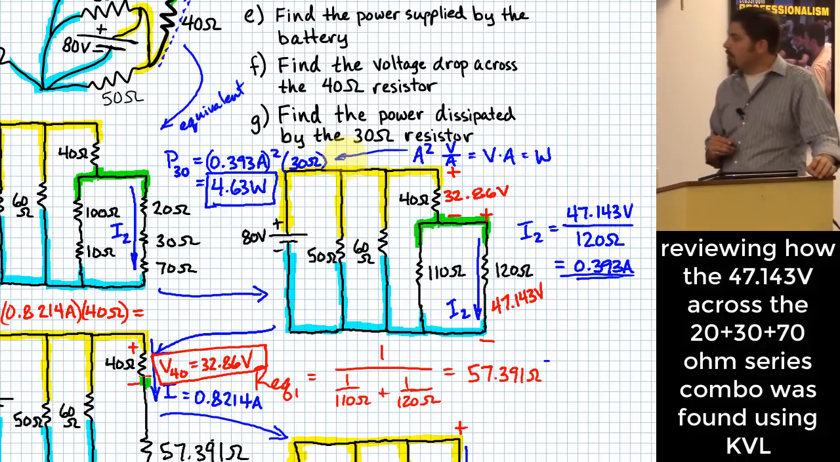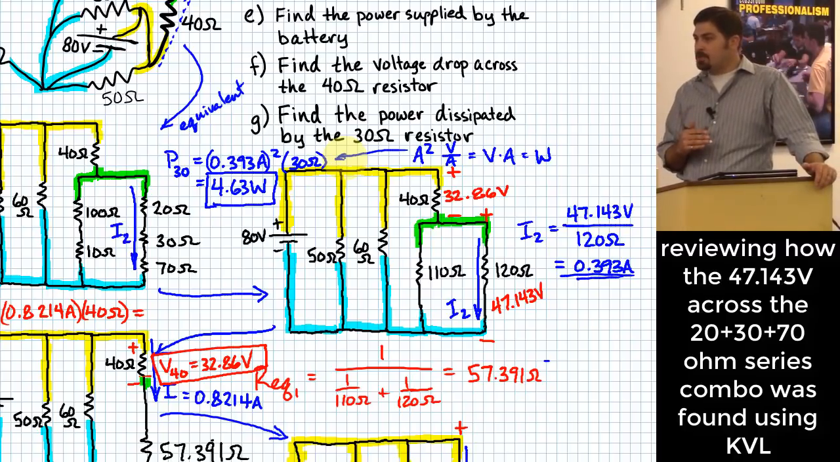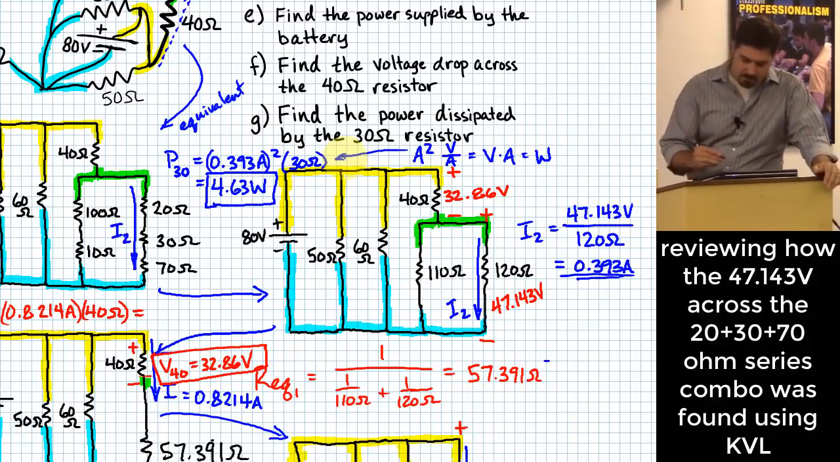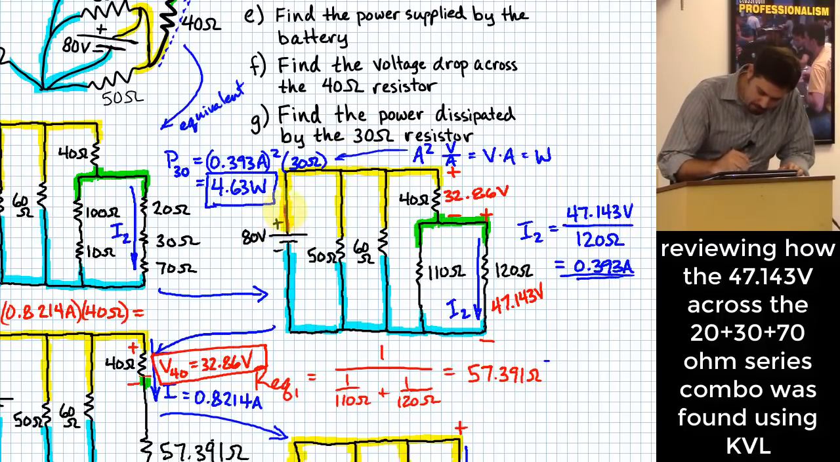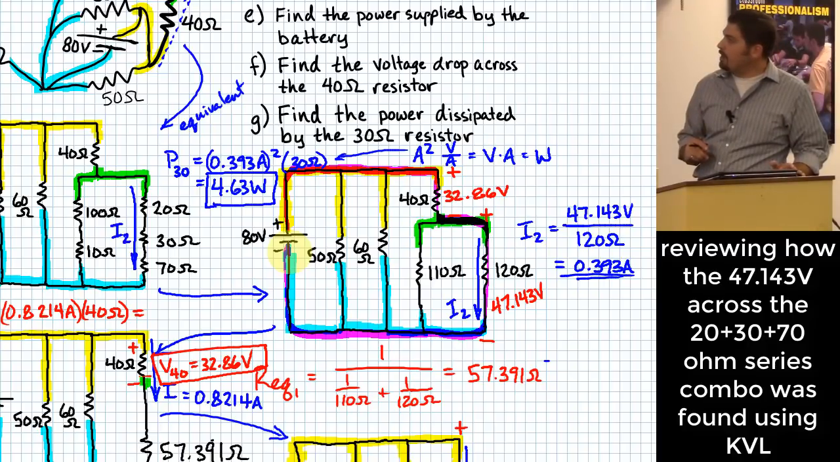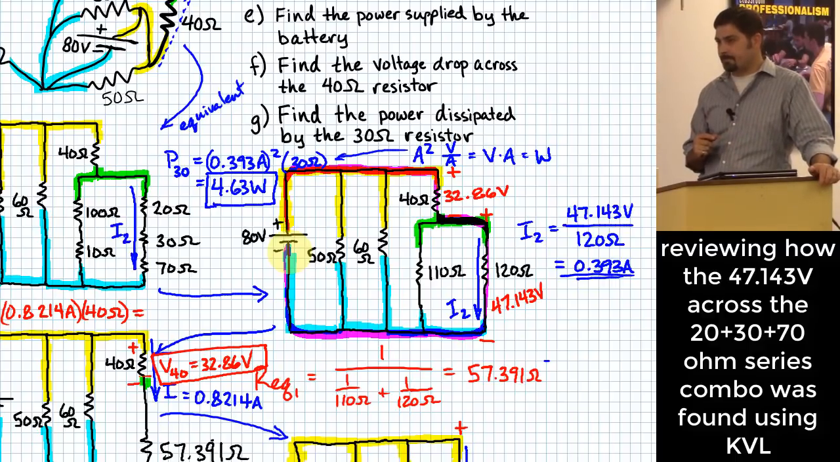Where that came from was Kirchhoff's voltage law that we learned last time. It says that around any closed loop, the sum of your voltage changes, basically the sum of your rises, has to equal the sum of your drops. What we have is a loop. I'll do it here with a different color. We have a loop that goes around here, and around here, and around here, back to here. That means we have an 80 volt rise with a 32.86 volt drop for the 40 ohm resistor. We have to make up the difference over there with the 120 ohm resistor. So it's basically 80 volts minus 32.86 volts across the 40 ohm resistor. That leaves you with 47.143 volts across the 120 ohm. But the reason we know that is because of Kirchhoff's voltage law.